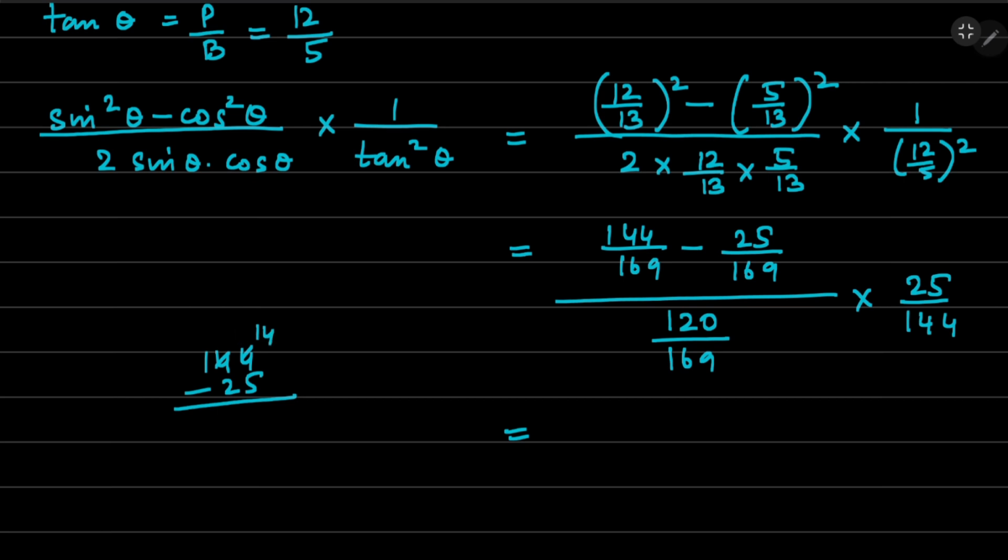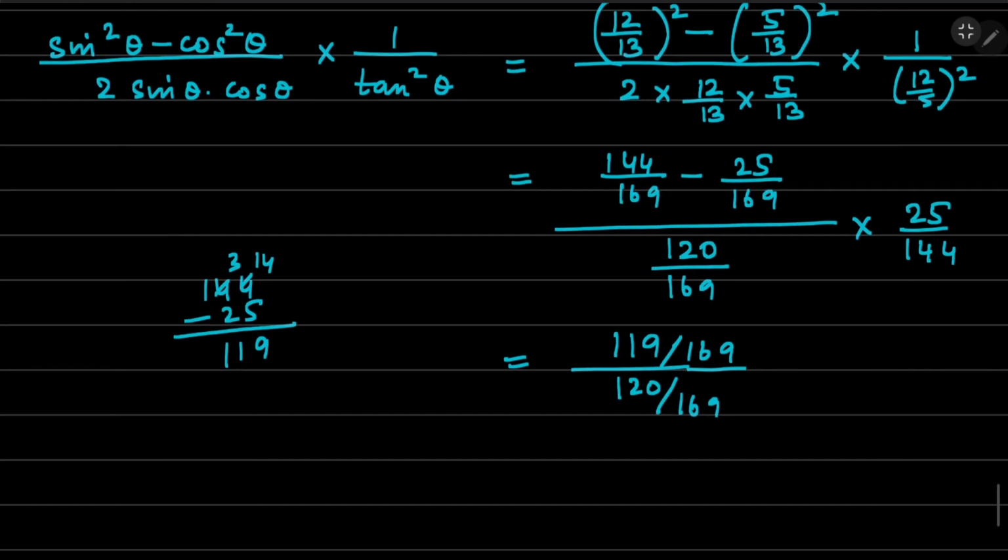So what do you have? 144 minus 25 is 119. So 119 by 169 divided by 120 by 169. So that 169 will get cancelled. So 120 divided by 169 multiplied by 25 by 144. Here, this is 119 divided by 169 multiplied by 169 divided by 120. Just flip the denominator fraction.